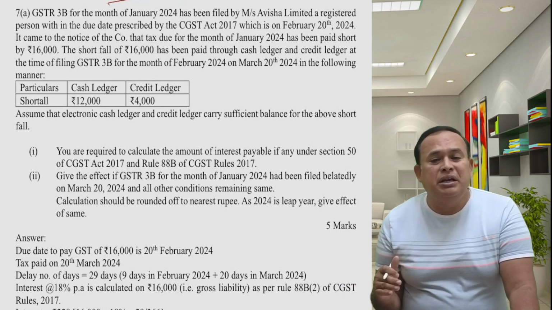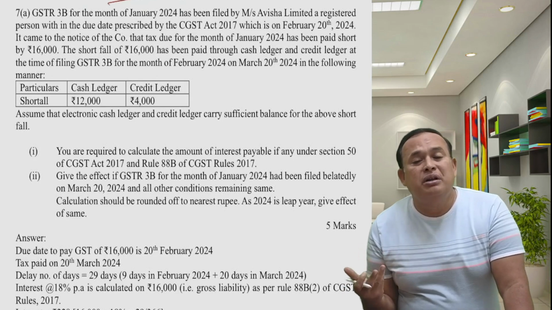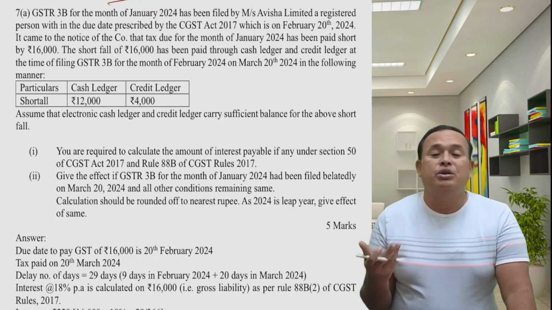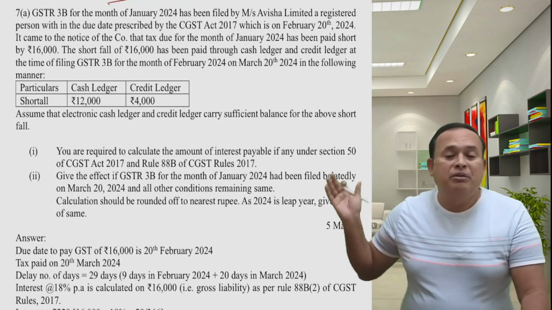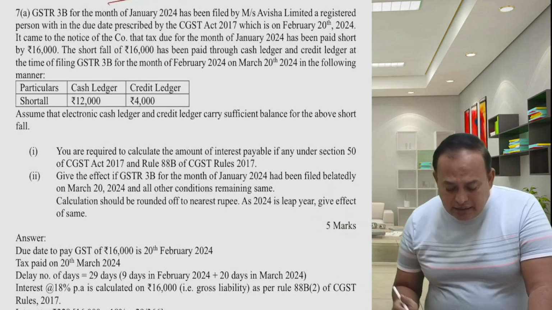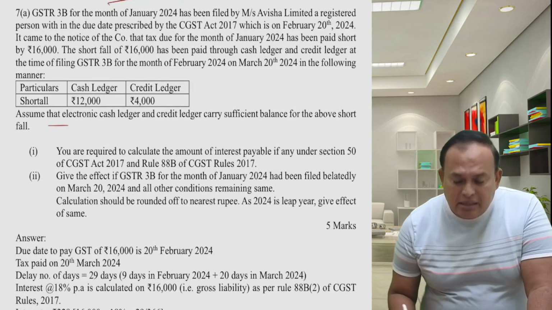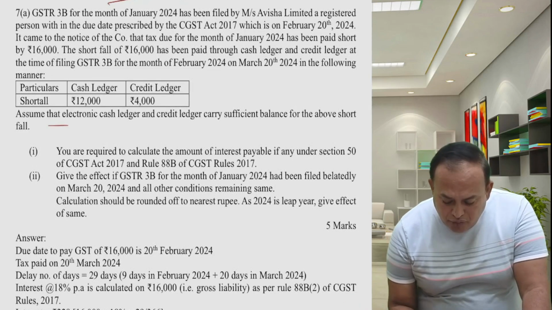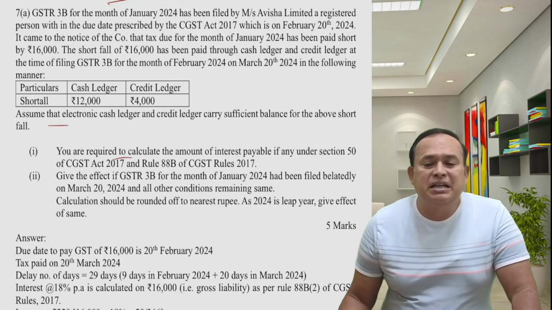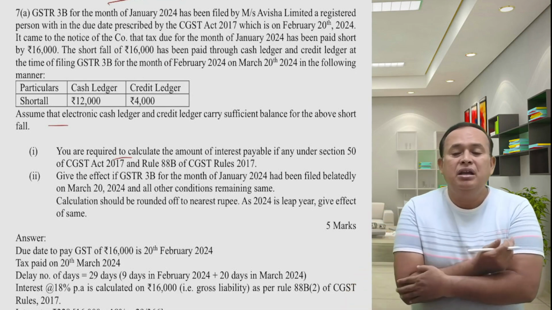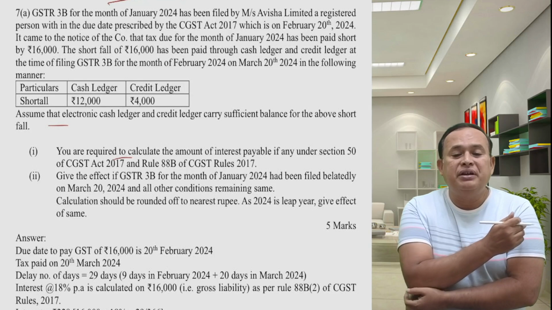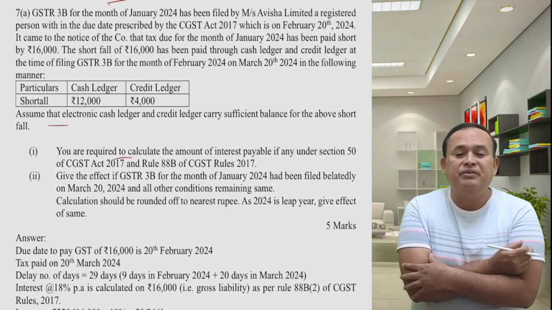If it is a leap year, what is the number of days in the month of February? 29. Leap year, 366. They want us to consider that. They said in the given problem, assume that the electronic cash ledger has sufficient balance. You are required to calculate the amount of interest payable, if any, under section 50 of the CGST Act and rule 88B of the CGST Rules.